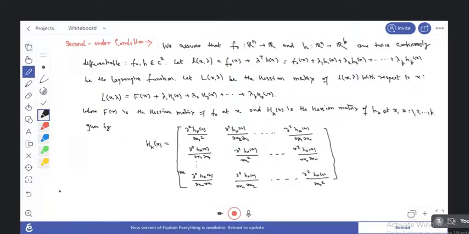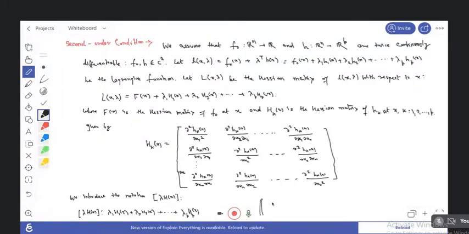Now we introduce a small notation, and that notation is the bracket of λ, h(x). This means the value of this λ h(x) in brackets. This is a short notation, and it equals simply λ1 h1(x), λ2 h2(x), and similarly λp hp(x). So this is the small notation of that.